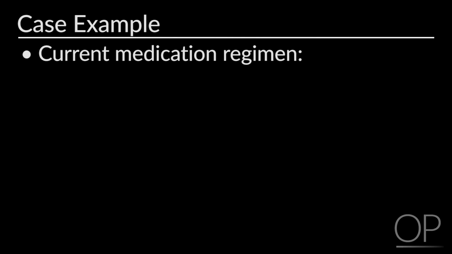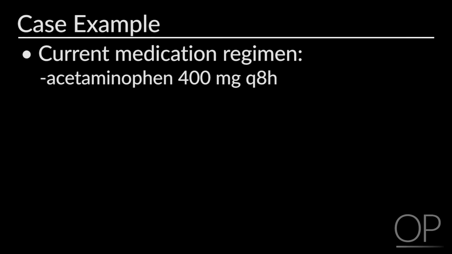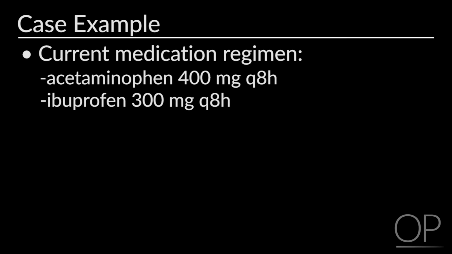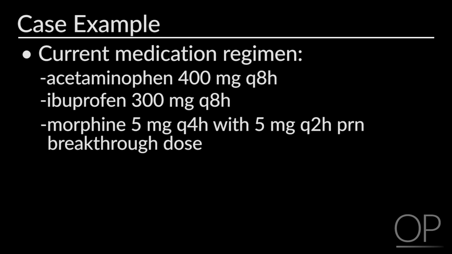And so at this point, Ethan is comfortable on a regimen of acetaminophen, 400 milligrams every 8 hours, ibuprofen, 300 milligrams every 8 hours, and morphine, 5 milligrams every 4 hours, plus a 5 milligram breakthrough every 2 hours as needed. Unfortunately, Ethan's symptoms continue to progress. He's now enrolled in hospice, and you remain involved as his primary care provider in consultation with the hospice team.